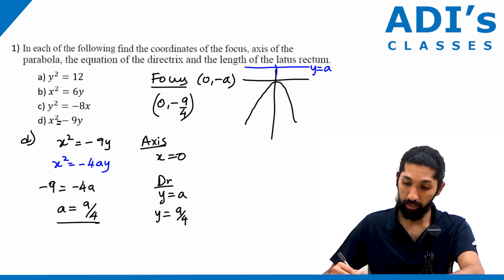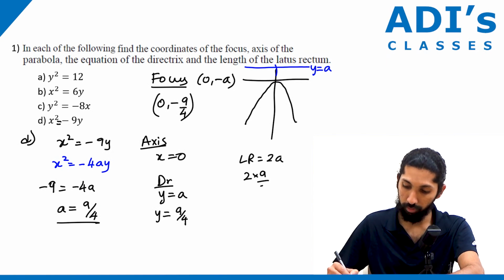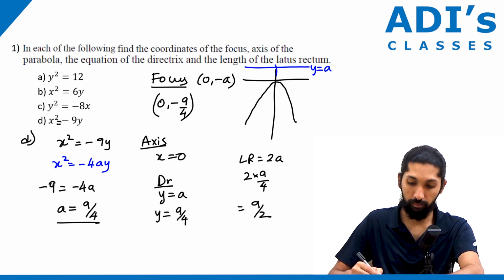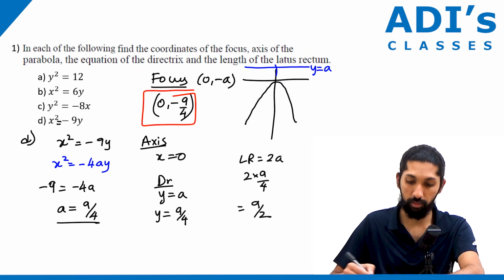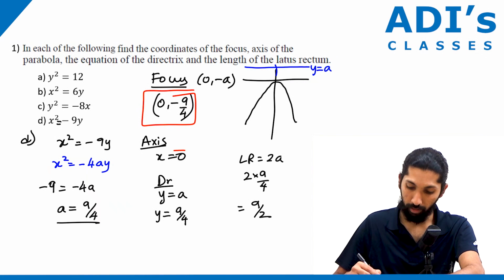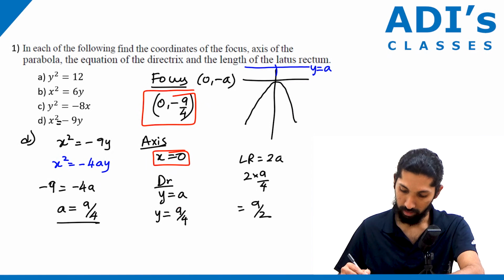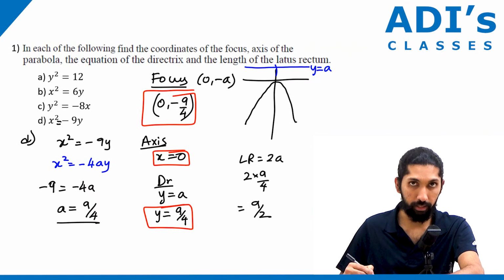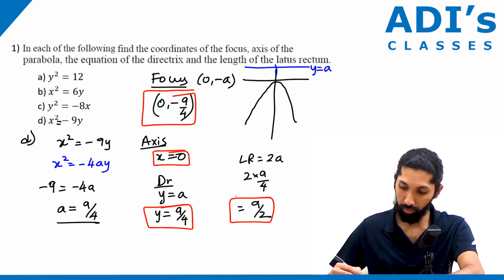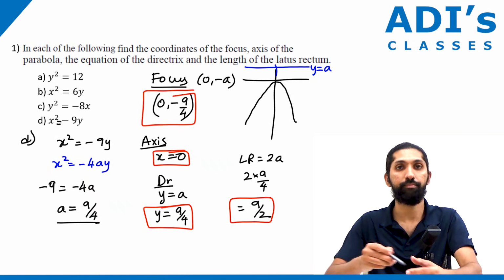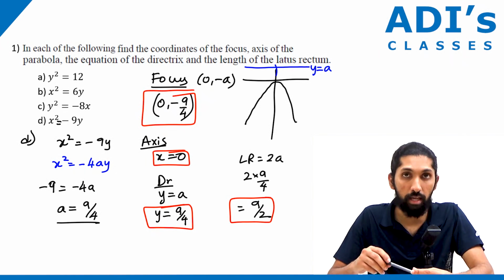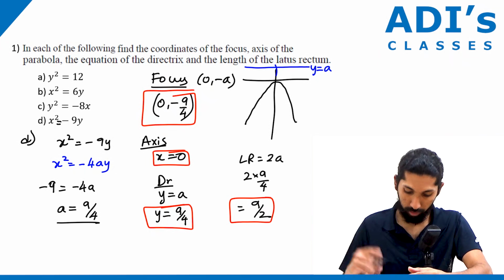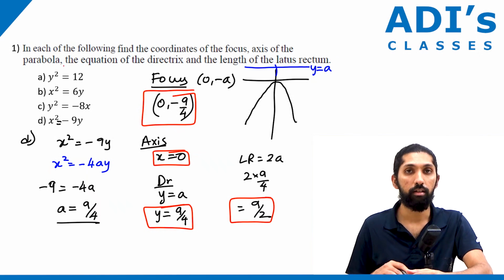Then finally, lattice rectum is 2a. 2 into 9 by 4, which is 9 by 2. So we have 0 comma minus 9 by 4 as the focus. X is 0 is the axis. Y is 9 by 4 as the directrix. And 9 by 2 is the length of the lattice rectum. So these are the answers for these 4 questions. So 4 questions we did, different type.